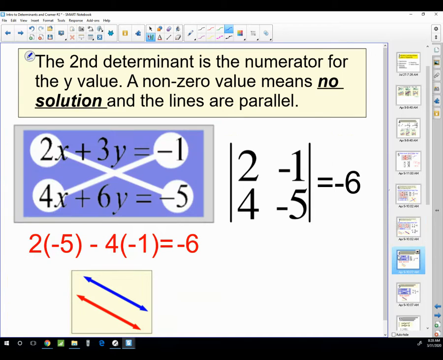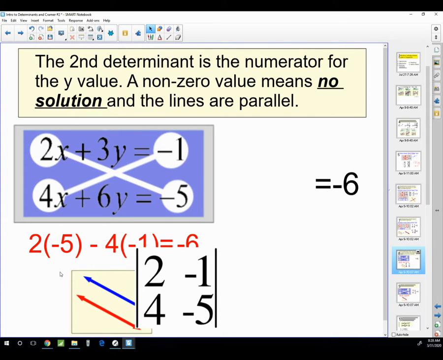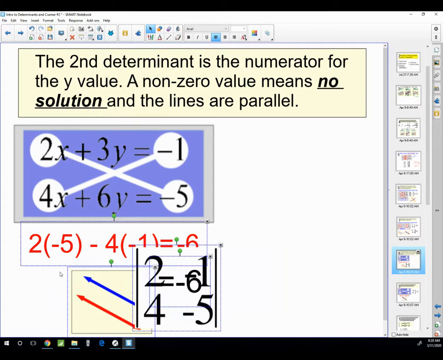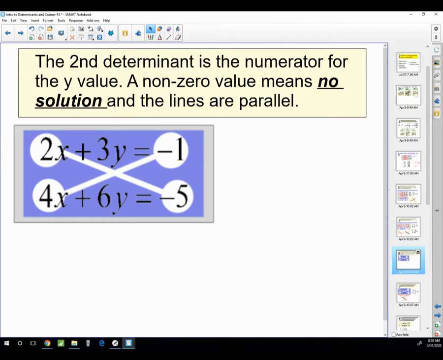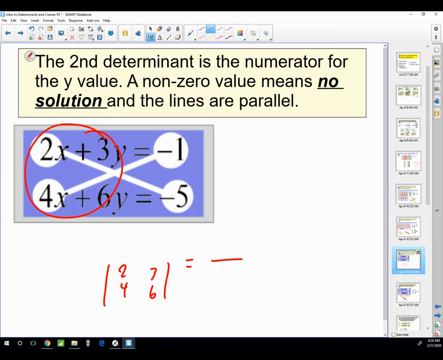Let's look at this slide. A problem like this. Let me take out some of this stuff and just redo it. If we did that determinant on the bottom, it would be 2, 4, 3, 6, and we can easily see that 12 minus 12 is 0. So we have a problem. We can't divide by 0.